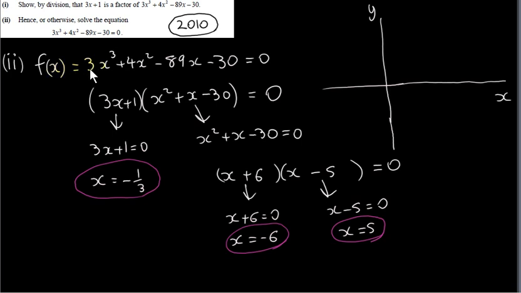So if we wanted to draw a graph of y equals f of x, we know that the graph will cross the x-axis at minus 1/3, minus 6, somewhere over here, and plus 5. And it will have 2 turning points. Cubic equations normally have 2 turning points, so it might look like this, or alternatively it could look like this. As a matter of fact, it looks like this.